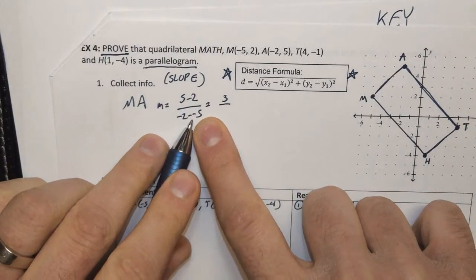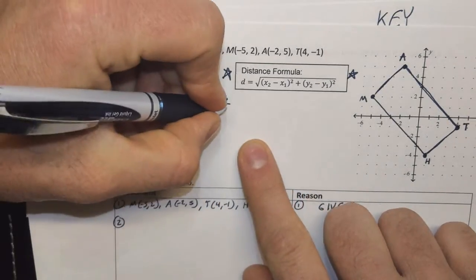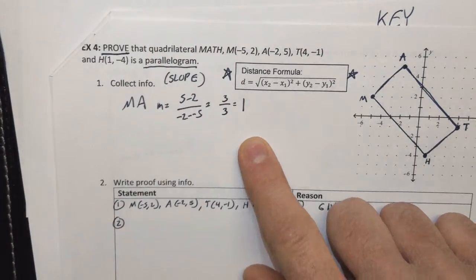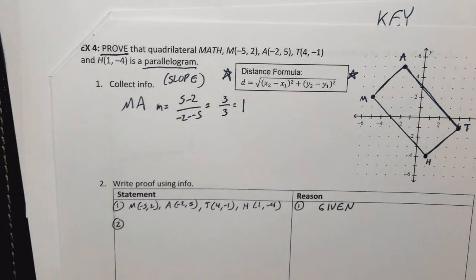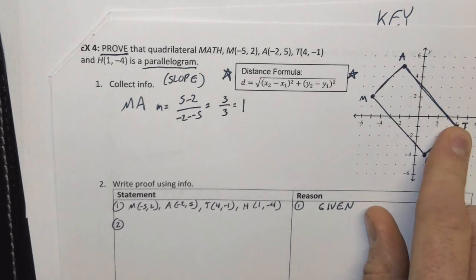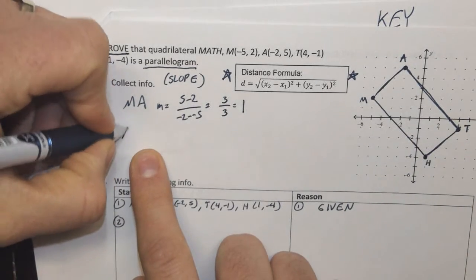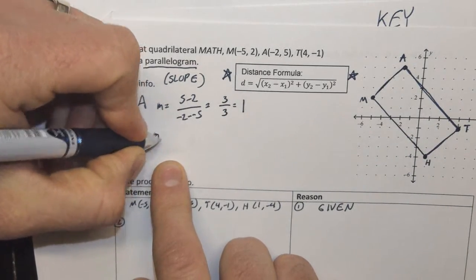And this is going to turn into an addition problem, and you are going to end up with 3 down here as well. It's going to be a positive slope of 1. Then my second slope that I'm going to do is AT. AT is my second line, and so I'm just being boring and going around in the same order.